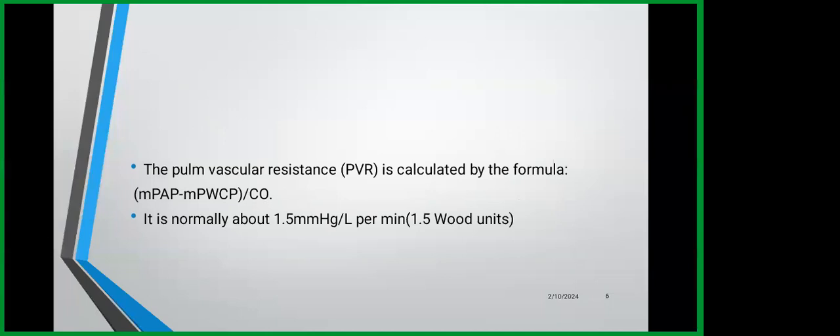To get the pulmonary vascular resistance, this is the formula used: the mean pulmonary artery pressure minus the mean pulmonary capillary wedge pressure, all over the cardiac output. If you put in the values, 14 minus 6 over a cardiac output of 5 or 5.5, you get approximately 1.5 millimeters of mercury per liter per minute, which is given in Wood units, so 1.5 Wood units.